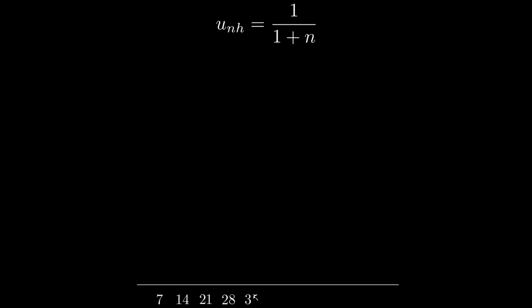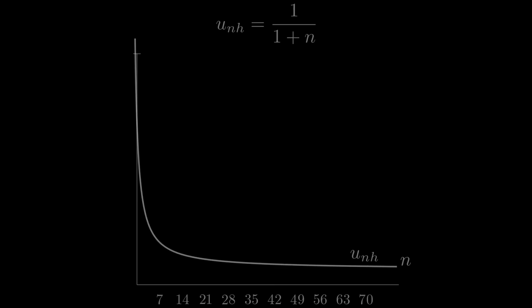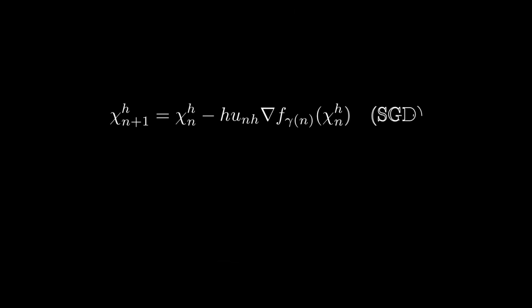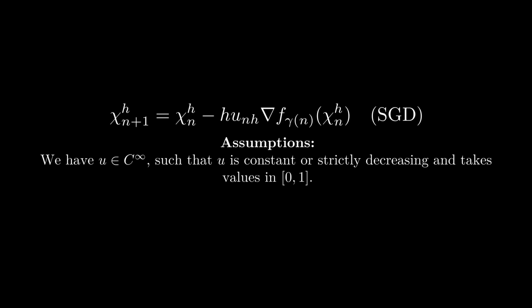So far we have only considered a fixed learning rate. Let's see what happens if we vary it over time. For example, we could decay h by multiplying it with 1/(1 plus the current discrete time step). Accordingly, we extend our definition of SGD by incorporating the term u of nh, where u is smooth, constant or strictly decreasing, and takes values between 0 and 1. We can now reinterpret h as the maximal learning rate.